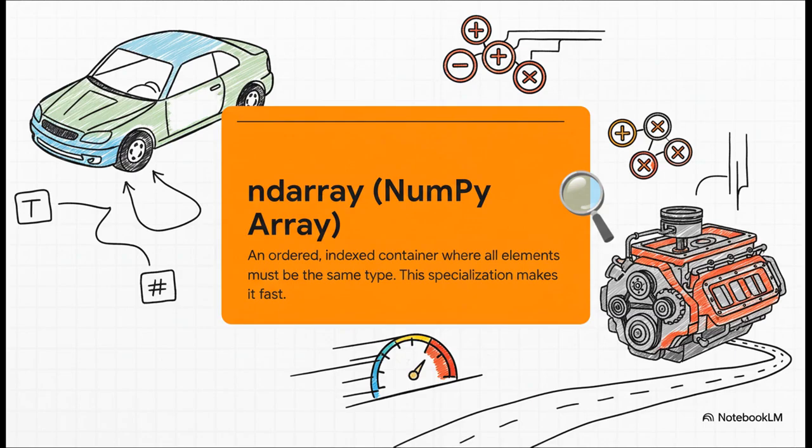But a NumPy array, that ndarray you see there, is a specialist. Every single thing in it has to be the same data type, like all numbers. And that strictness, that specialization, is what makes it so ridiculously fast for doing math. So if Pandas is the comfy interior and shiny body of the car, NumPy is the high-performance, finely tuned engine.